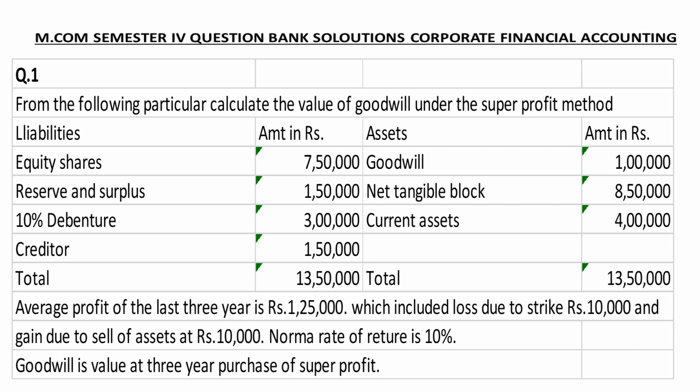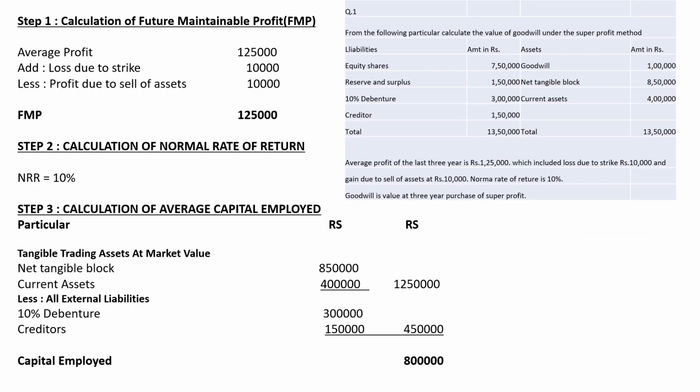It is 10%, and goodwill value is 3 years' purchase of super profit. We are going to solve this sum in 6 steps. So let's see step number 1. This is the solution of your problem, and you can see the problem I have given you on the right hand side, so you can see the problem at the same time.